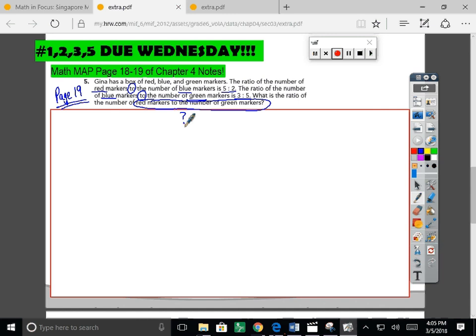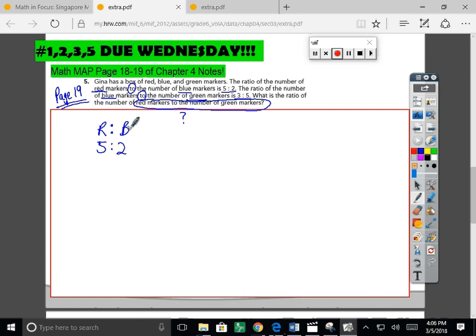Okay. If you look at your math map, it tells you to either draw or to write the ratios. So the first ratio I'm given is 5 to 2. It is important that we label this ratio though. So who does the 5 belong to? Oh, the first thing they said was red. Who does the 2 belong to? Oh, the next thing they said was blue. Here's my first ratio.